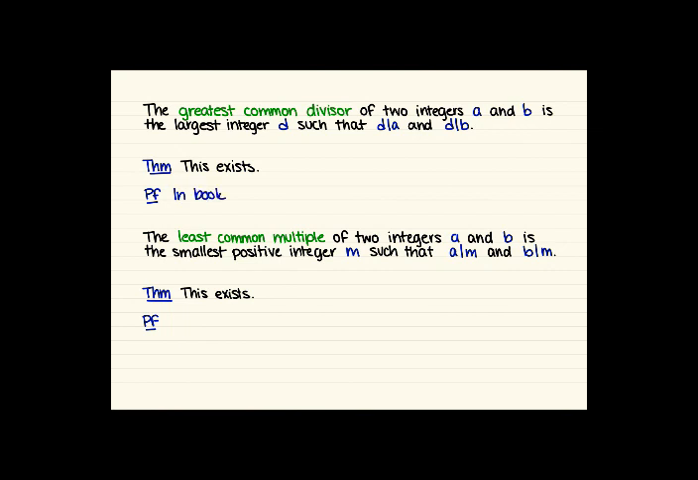The least common multiple of two integers a and b is the smallest positive integer m, such that a divides m and b divides m. So it's the smallest thing that's a multiple of both a and b, or that both a and b divide. So this also exists for any integers a and b, and that proof is also in the book if you'd like to read that.